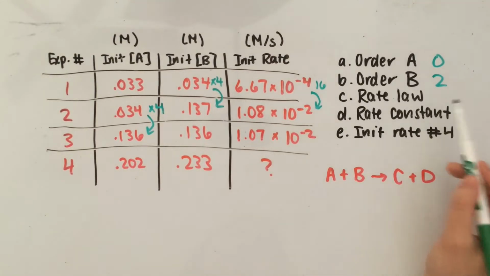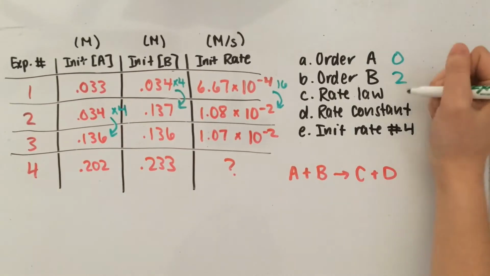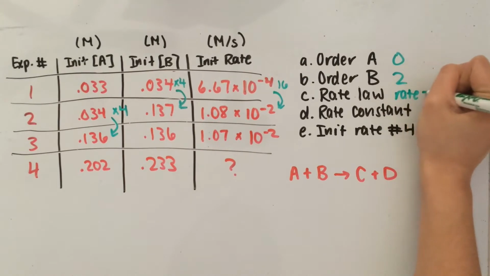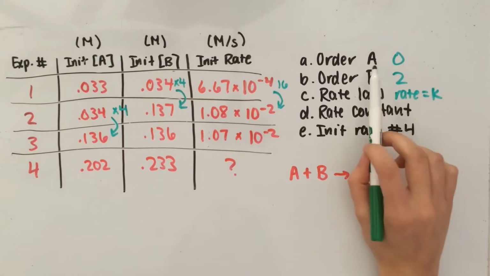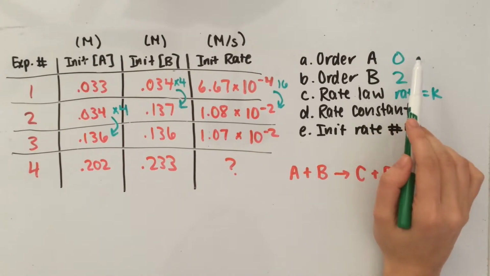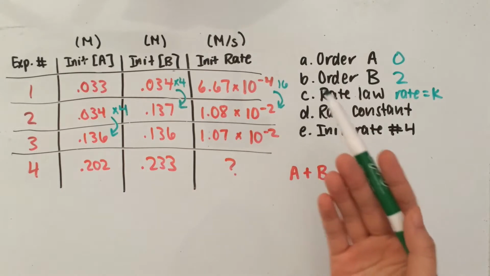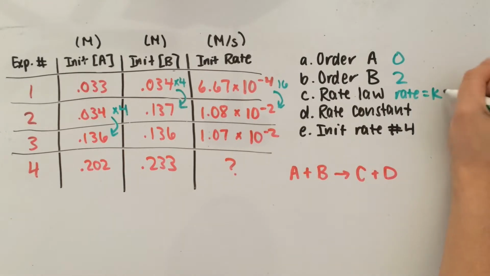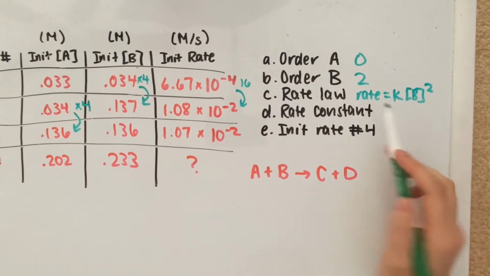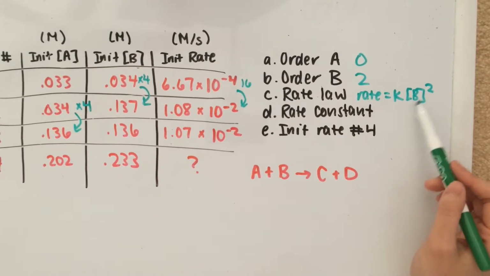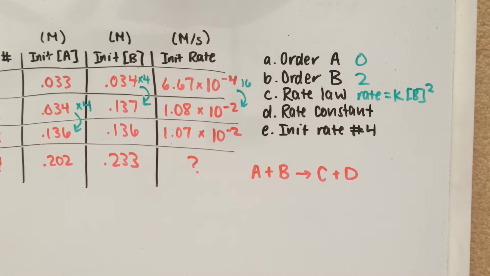Now let's write the rate law. Now that we have these two orders, it's really easy to write the rate law. It's just rate equals k, which is a constant, and we'll have the concentration of A to the 0, which is just 1 since anything to the 0th power is 1, so you don't even have to write that. And then we have the concentration of B squared. That's because the order of B is 2, and we have to write it as an exponent.